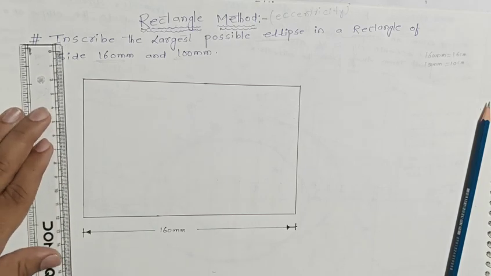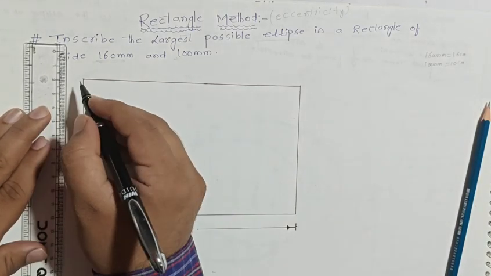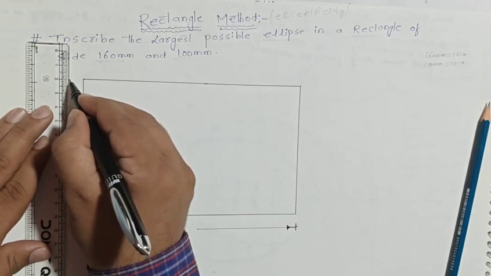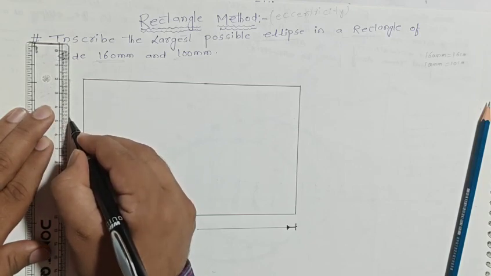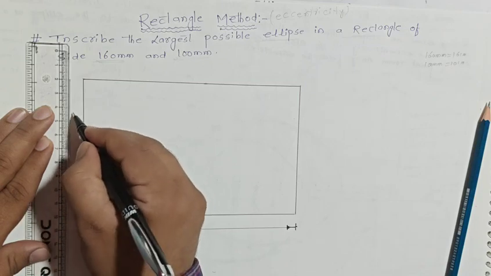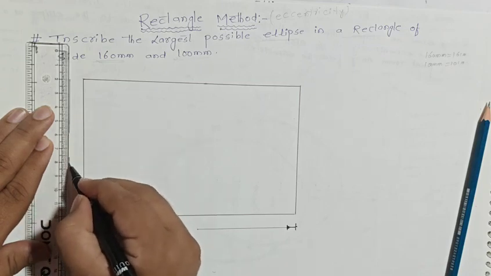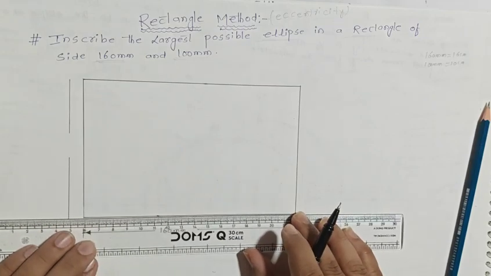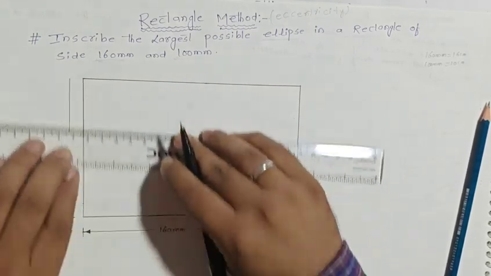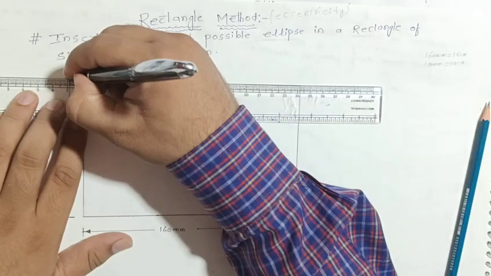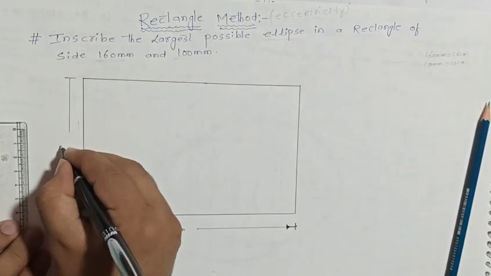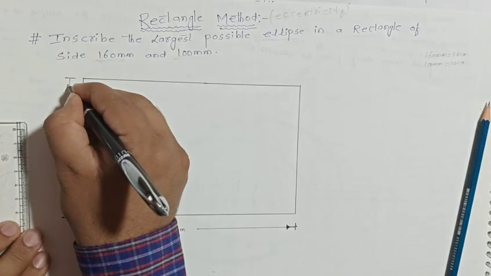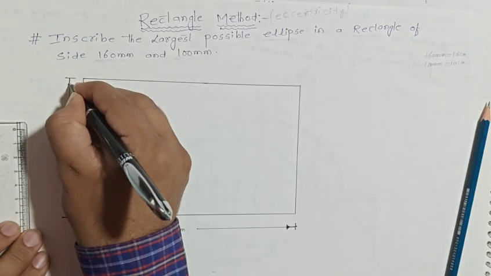Then the height of this rectangle box is 10 centimeter, nothing but 100 mm. 10 centimeter, nothing but 100 millimeter. Clear? This is 100 millimeter. Then meanwhile you need to show this arrow.